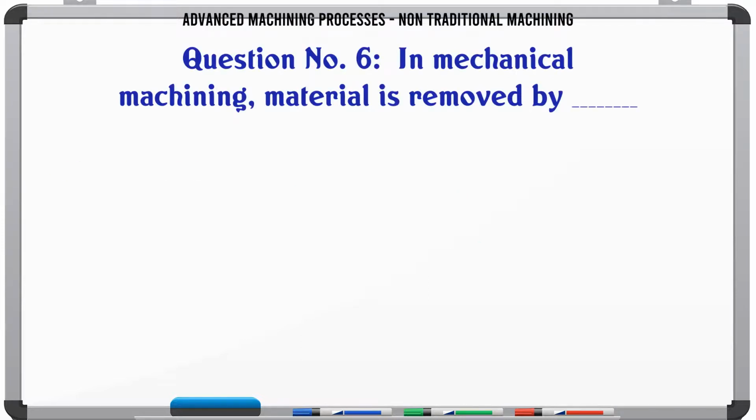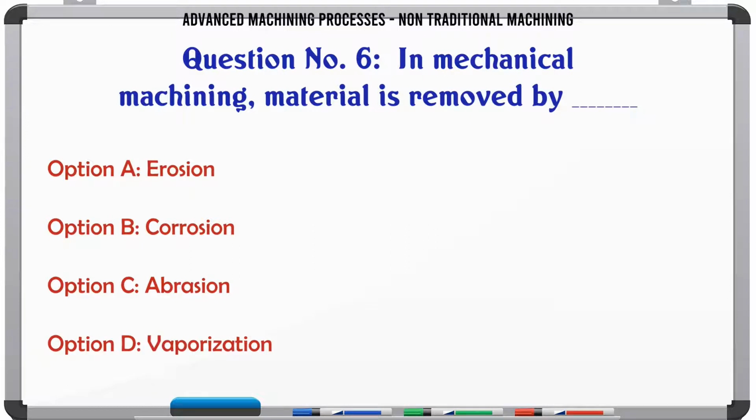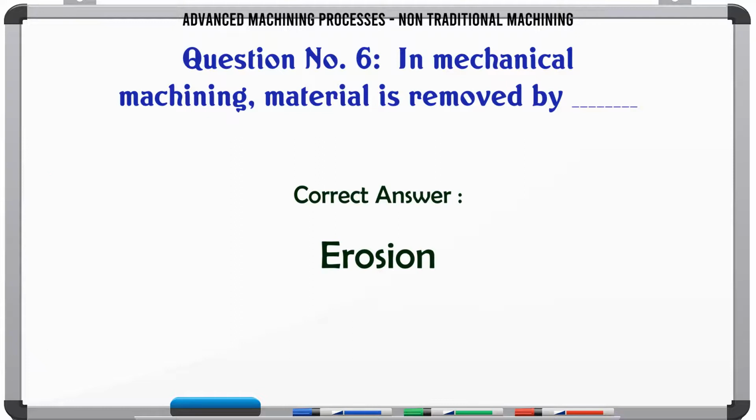In mechanical machining, material is removed by: A. Erosion, B. Corrosion, C. Abrasion, D. Vaporization. The correct answer is erosion.